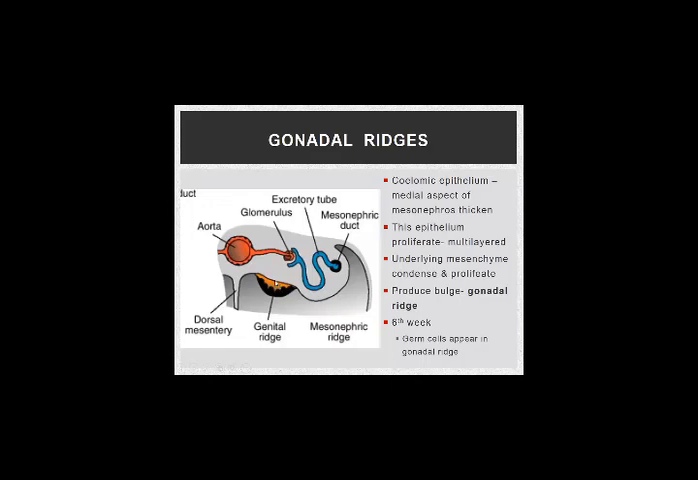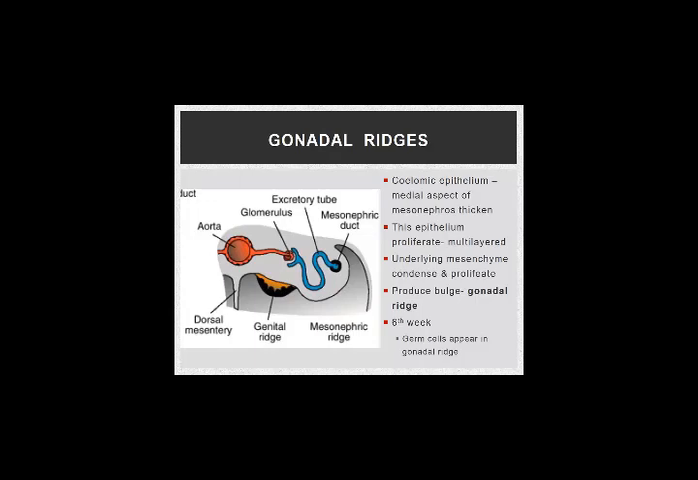With the epithelium, the underlying mesenchyme also begins to thicken. So thickening of the overlying epithelium and thickening of the underlying mesenchyme together form a ridge. This ridge is on the medial side of the developing mesonephros. This ridge is called the gonadal ridge or genital ridge, whatever you want to call it.